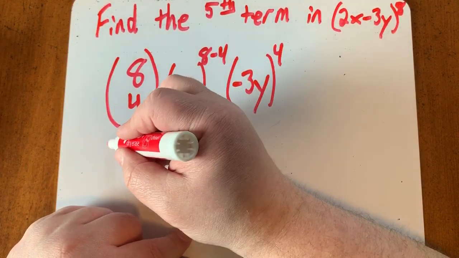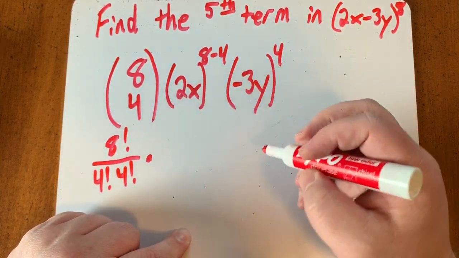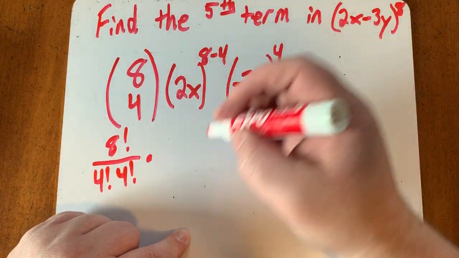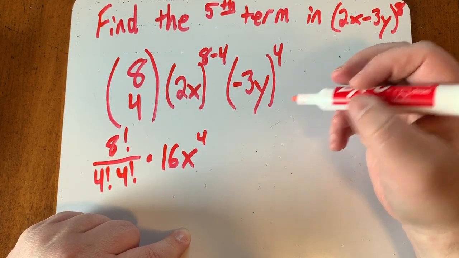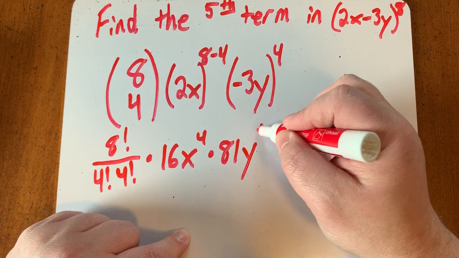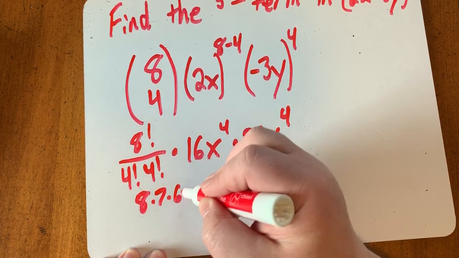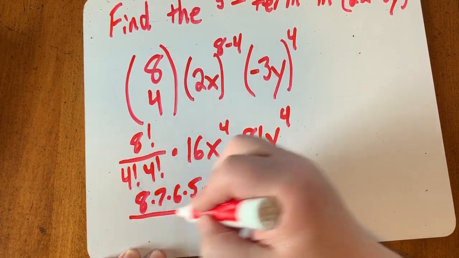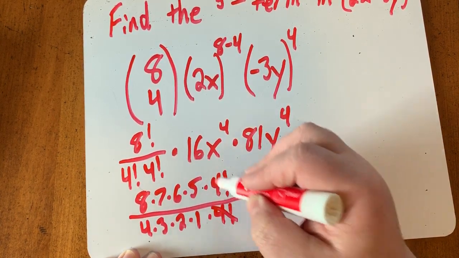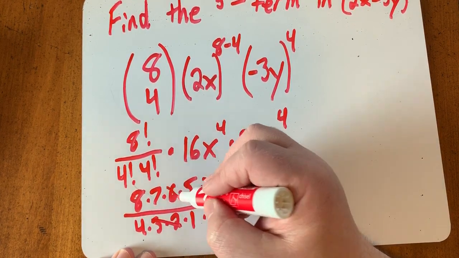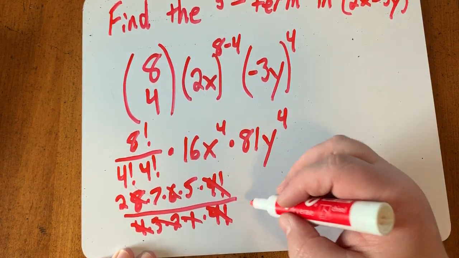And then we can simplify this. That's 8 factorial over 4 factorial, 4 factorial times 8 minus 4 is 4. 2 to the 4th is 16. 16x to the 4th. 3 to the 4th is 81. Y to the 4th. And this is 8 times 7 times 6 times 5 times 4 factorial over 4 times 3 times 2 times 1 times 4 factorial. The 4 factorials divide off. 3 times 2 is 6. The 1 you don't need. 4 goes into 8 twice. So that's 70.